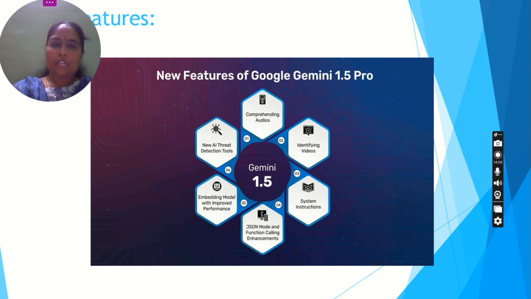Then the system instructions, how they use it, all the system instructions and things. Then it is giving some object kinds of outputs, so that we can get JSON mode and function calling enhancements, which will be used in coding. And an embedding model with improved performance is greatly helpful in machine learning model development. So you don't need to concentrate on the steps that you initially do for the machine learning setup, and this is also available in the developer version.